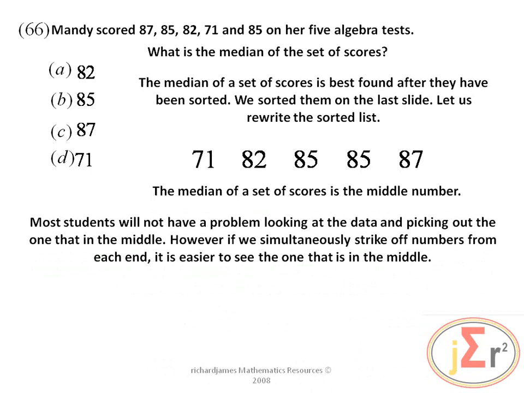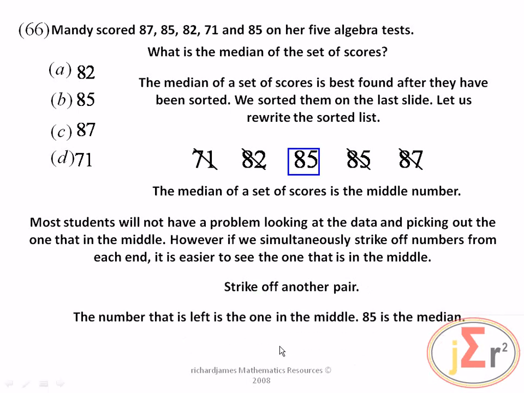However, if we simultaneously strike off numbers from each end, it is easier to see that the one that is in the middle is going to be 85. So let us strike off simultaneously one from each end, strike off another pair, and there we have it. The one that remains is 85, and the number that is left is the one in the middle. 85 is the median, and that is represented by option B.